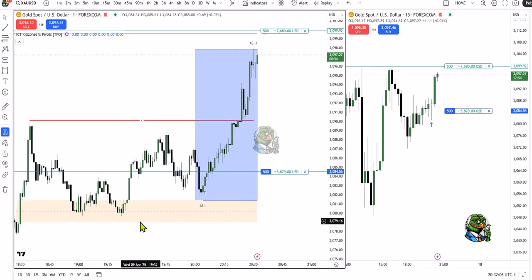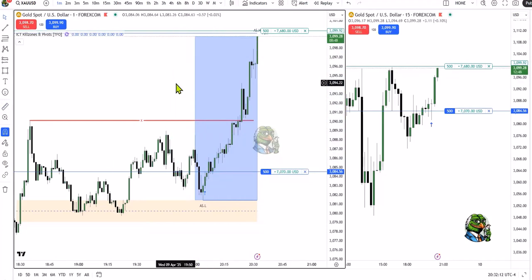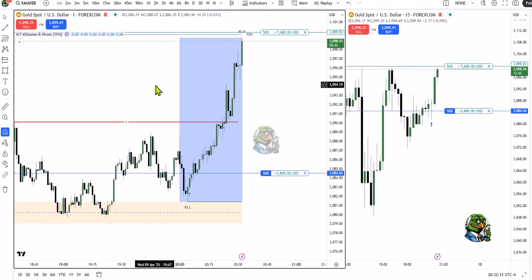Okay, what's this movement here? Let's see. That's 150 pips, right? I showed you a trade that I did yesterday live as well, another couple hundred pips as well.